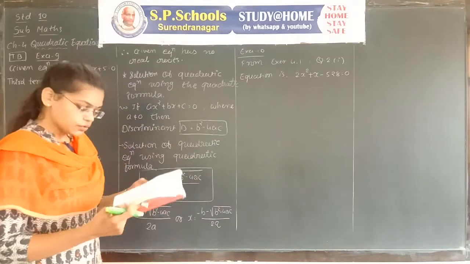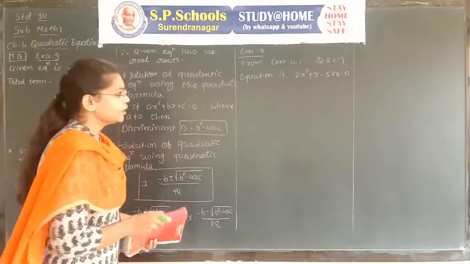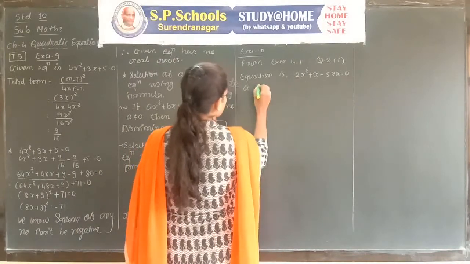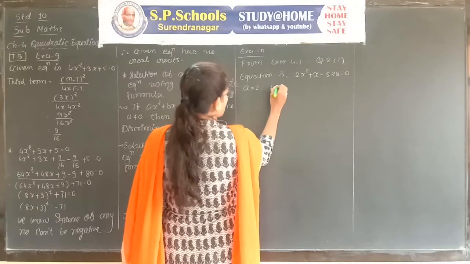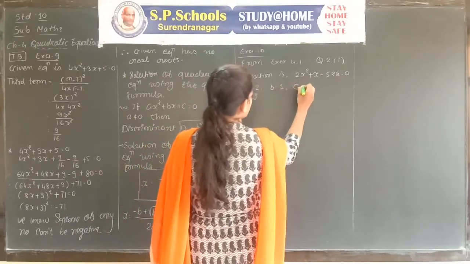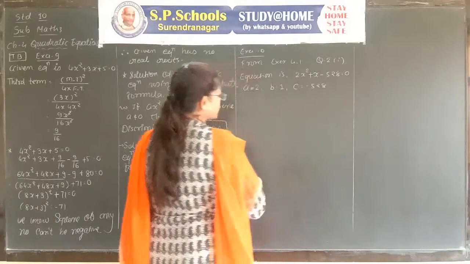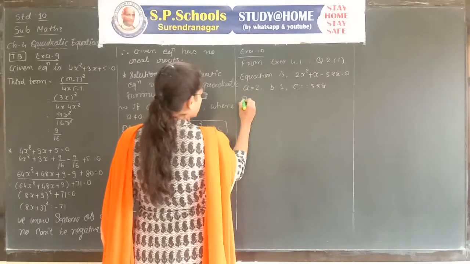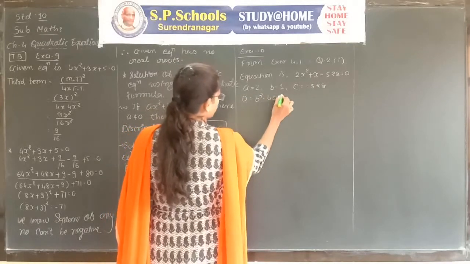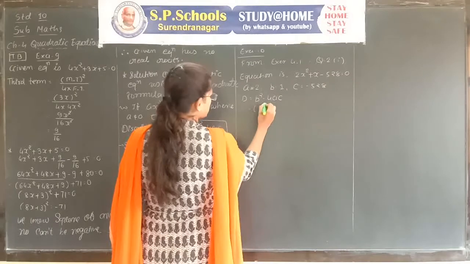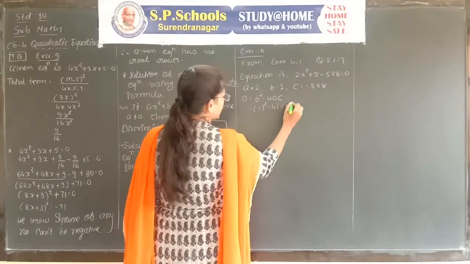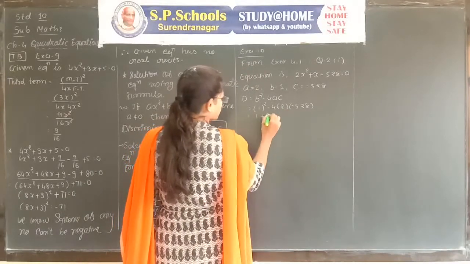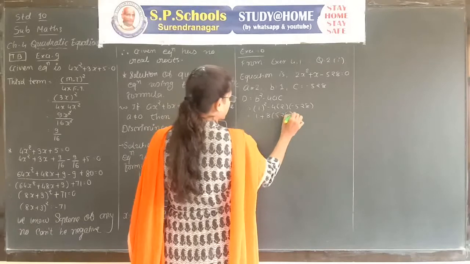Solve this equation using which method? Quadratic formula. First of all, the coefficient of x square is 2, the coefficient of x is 1, and the constant term is minus 528. First find the discriminant. D is equal to b square minus 4ac. Then apply the formula: square of 1 minus 4 times a, which is 2, and c is minus 528.